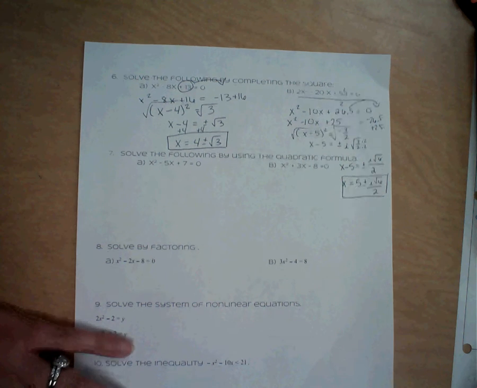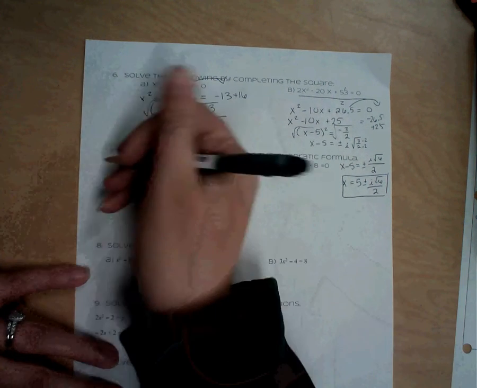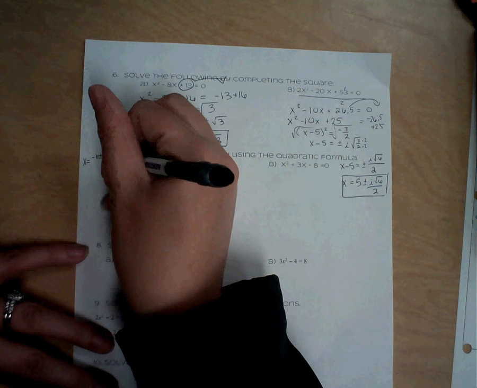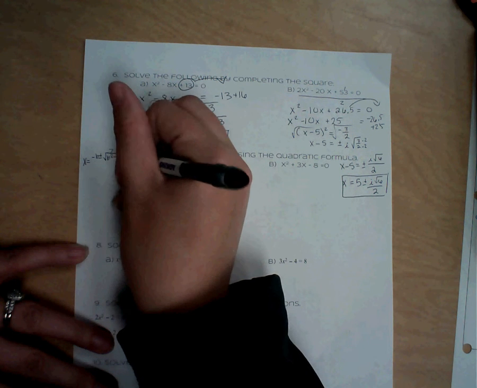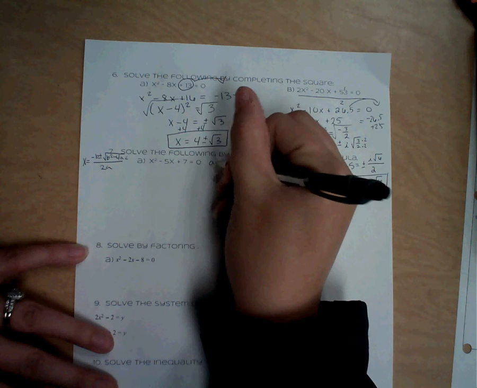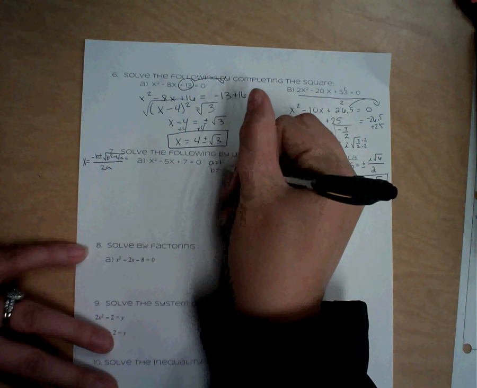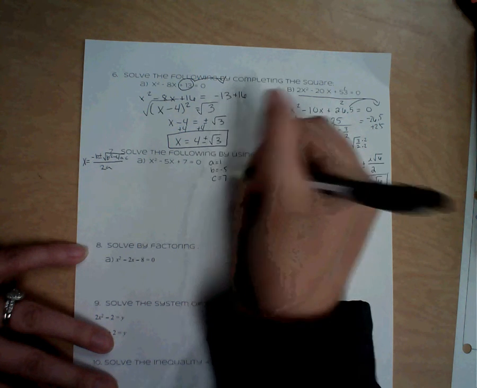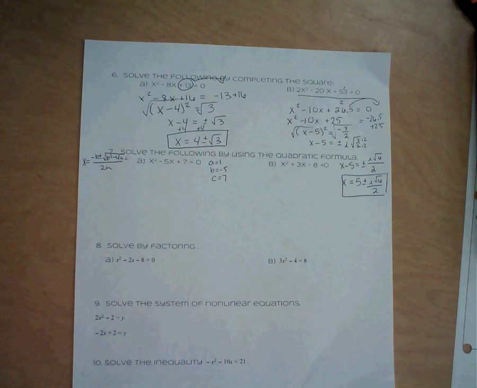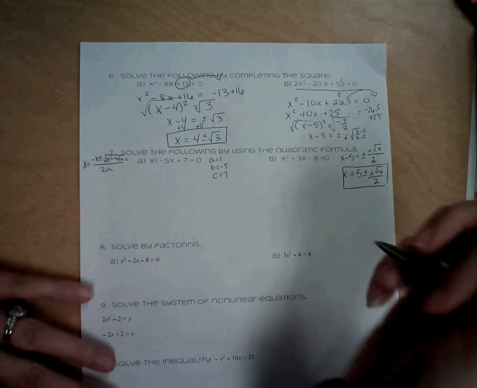7. Solve the following using quadratic formula. So quadratic formula again is x is equal to the opposite of b plus or minus the square root of b squared minus 4ac all over 2a. So on this first one, my a is 1, b is negative 5, and c is 7. Nice thing about quadratic formula is that it will always work. Sometimes it takes a little bit longer, but it will always work.